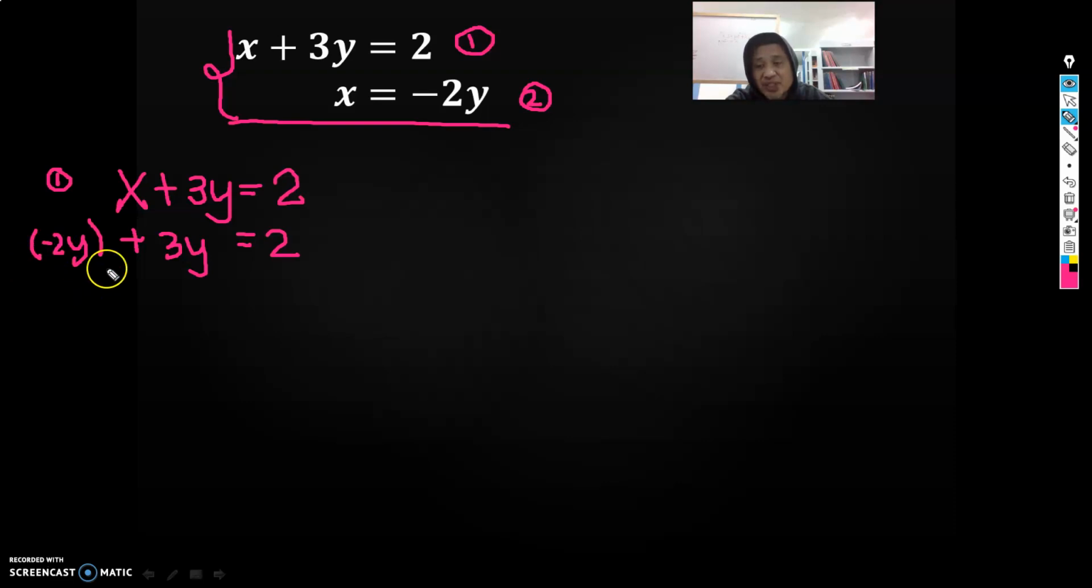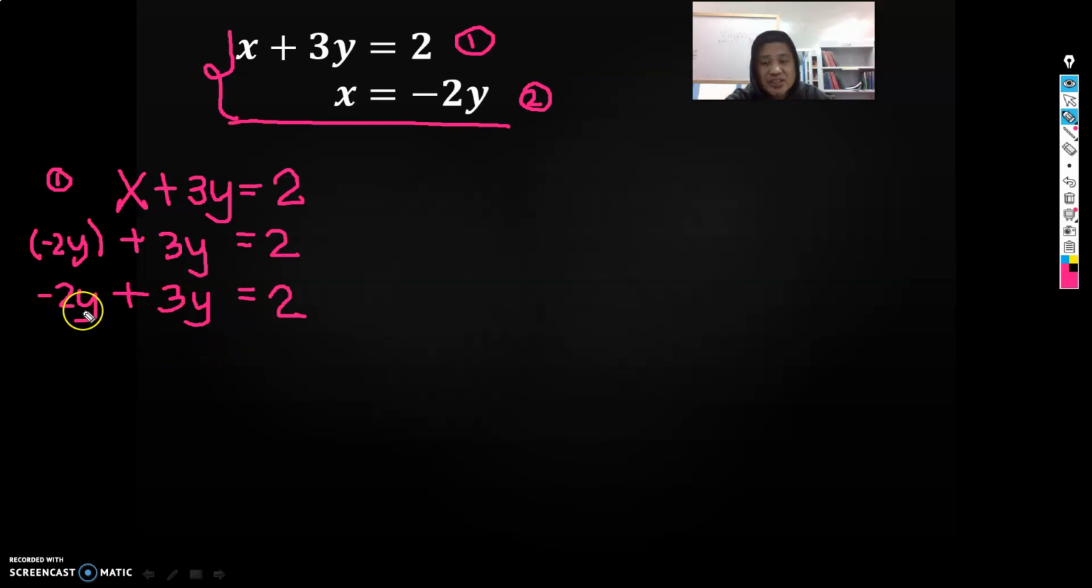So, syempre, pag wala na tayong imumultiply sa kapila, magiging negative 2y plus 3y is equals to 2. Sinimplify lang natin, kumbaga tinanggal lang natin yung parentheses. Tinignan natin kung may i-add or i-subtract or something. Okay, so in this case, eto na lang siya.